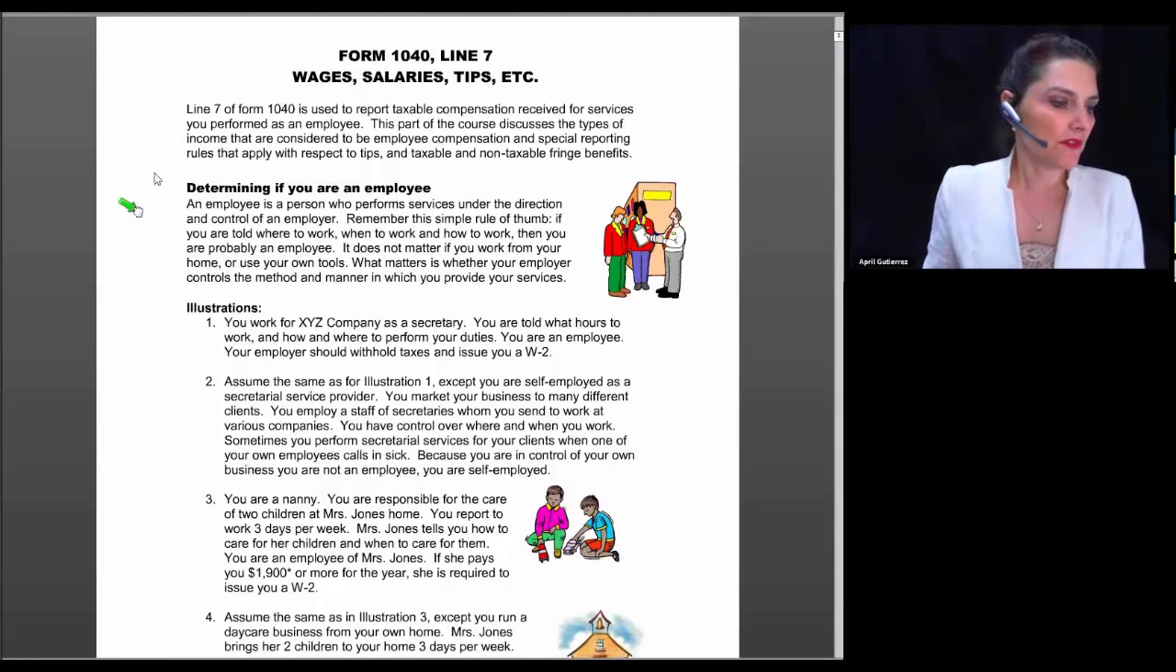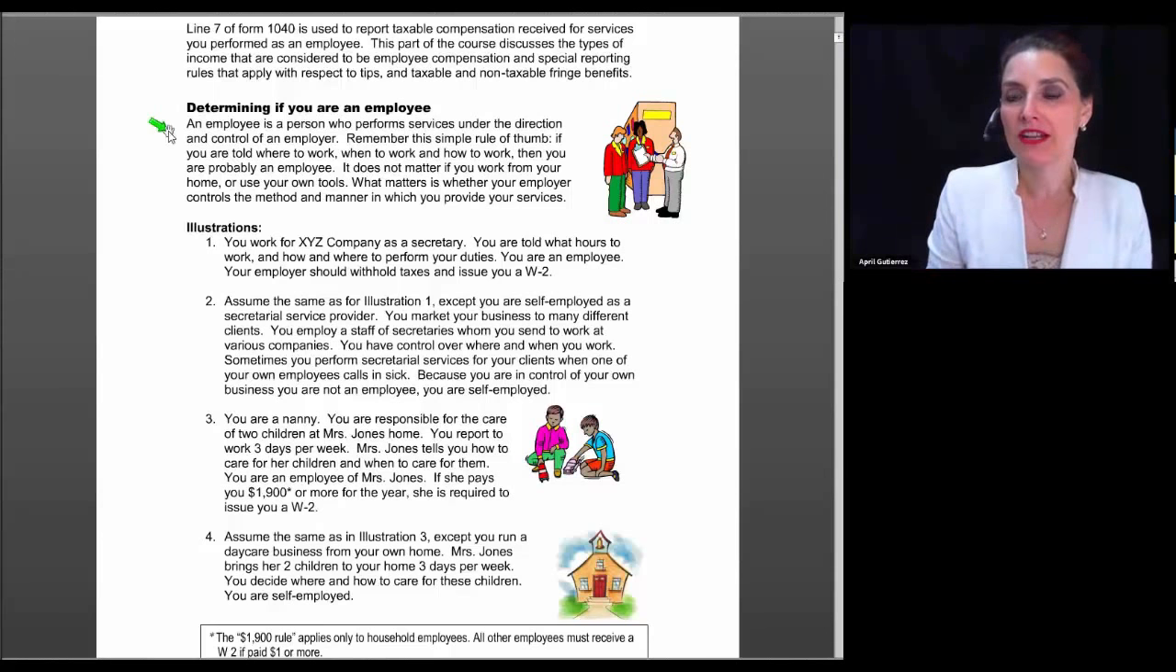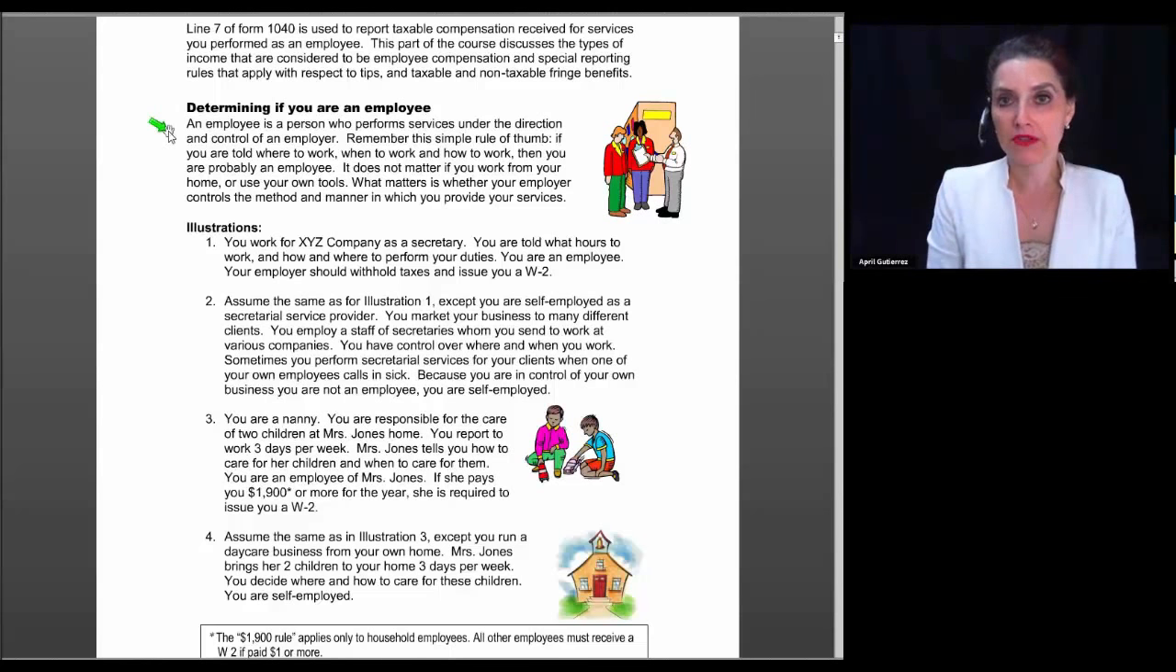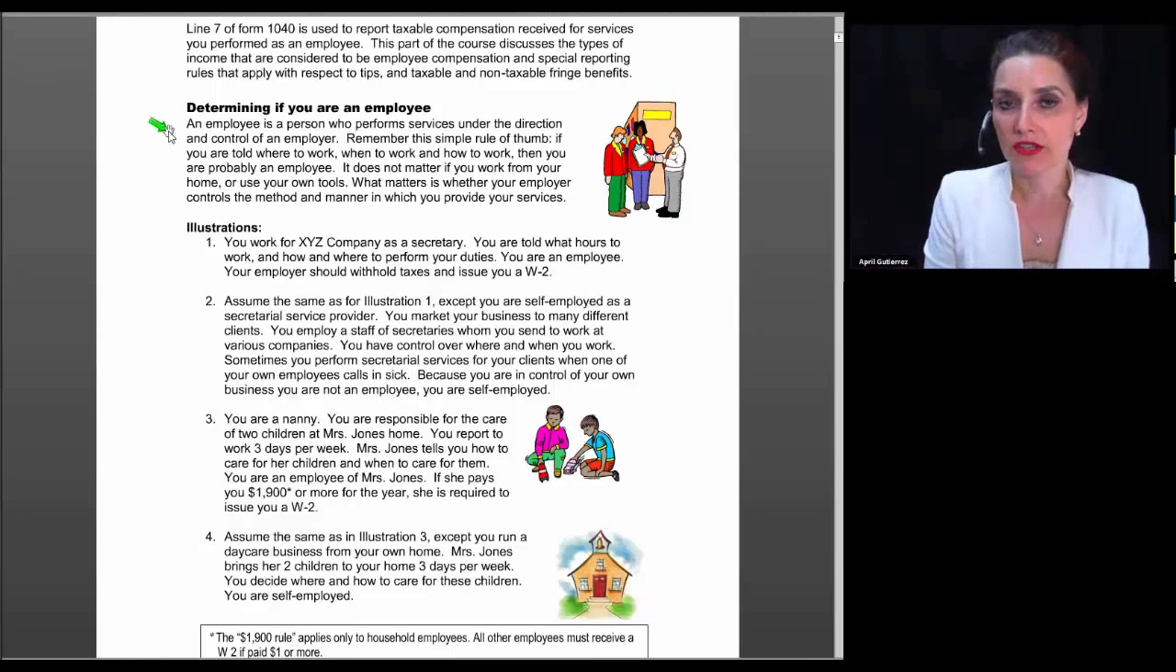So let's look first at determining if you are an employee. An employee is a person who performs services under the direction and control of an employer. And you should remember this simple rule of thumb, and that is that if an employer has direction and control over the performance of services, by definition, the person they are controlling is an employee. And it really doesn't matter whether the employee performs services on the work site of the employer or from their own home. What matters is direction and control.